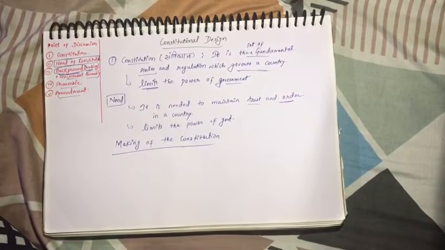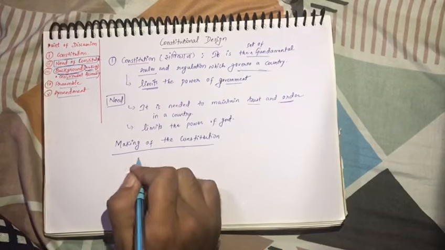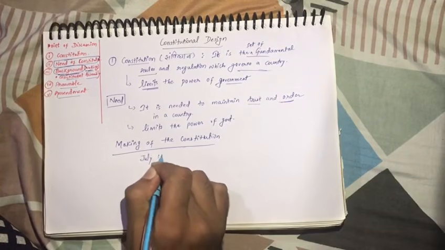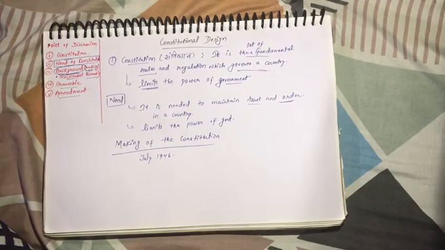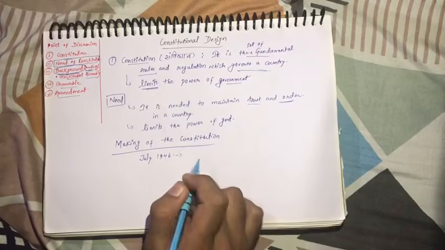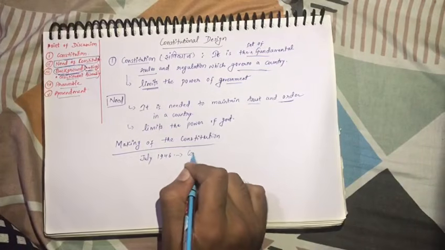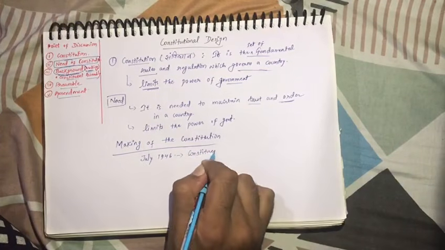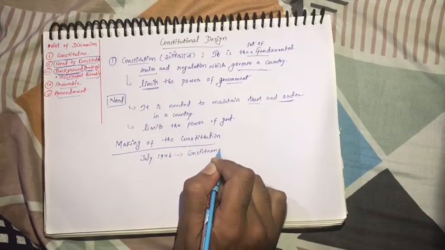So after independence, actually before independence, in July 1946, at that time the British were governing our country, but they had declared that they will give us our constitution. So in July 1946, the Constituent Assembly was elected.